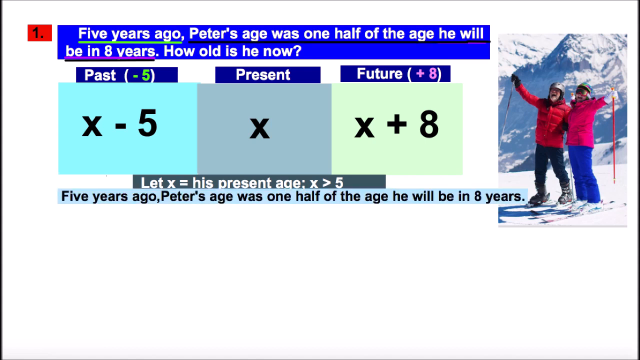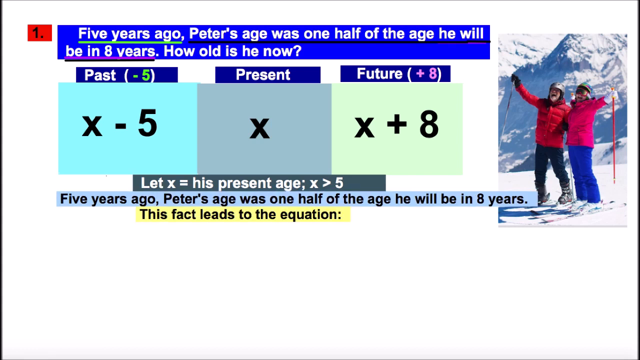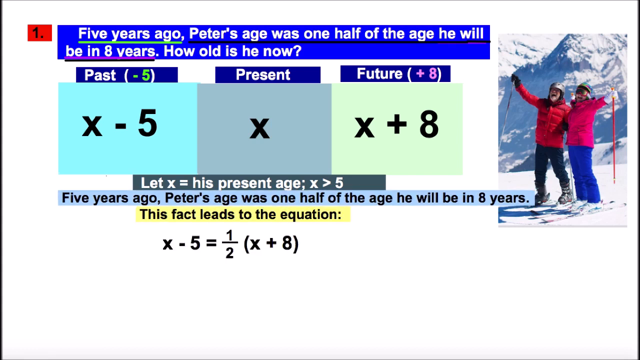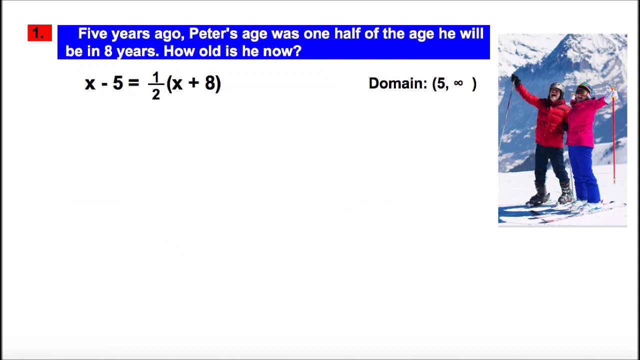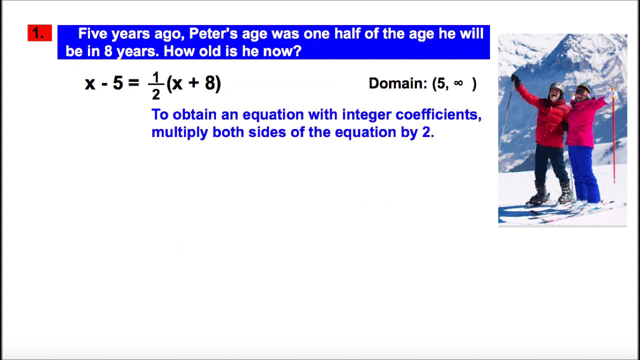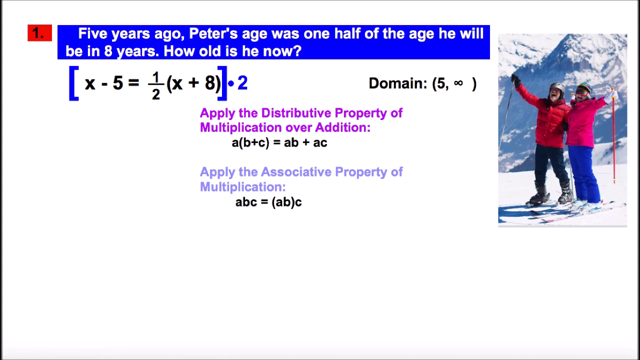5 years ago, Peter's age was 1/2 of the age he will be in 8 years. This fact leads to the equation x minus 5 equals 1/2 times the quantity x plus 8, on the domain open interval 5 infinity. To obtain an equation with integer coefficients, we should multiply both sides of the equation by 2, applying the distributive property of multiplication over addition and the associative property of multiplication.